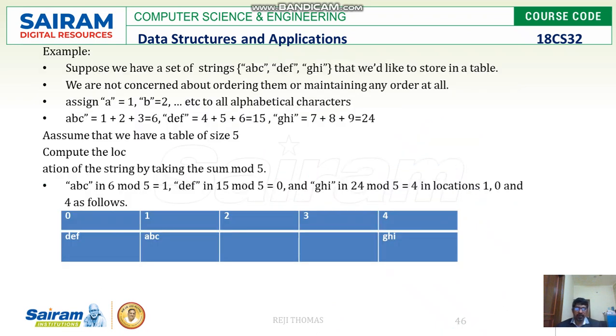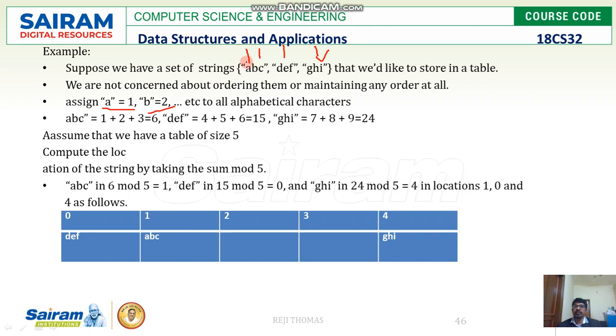Let us see a small example for this. Think that you want to store a few strings like ABC, DEF, and GHI. Let us see how we are going to store them. We are not concerned whether this is stored in ascending or descending order. This is going to follow any kind of ordering technique. What we do is assign some values to each character. A is going to take 1, B is going to take 2, and obviously C gets 3, D gets 4, and so on.